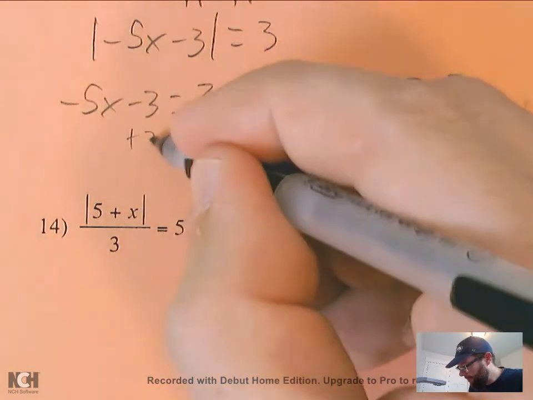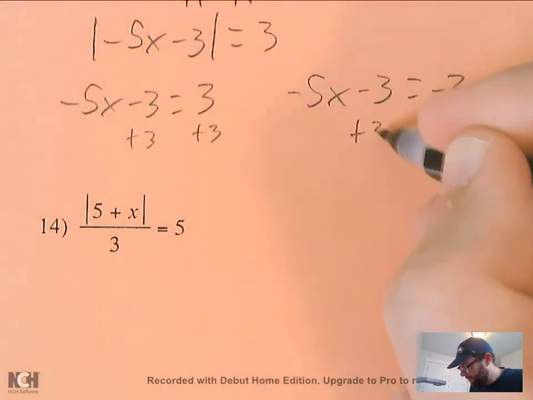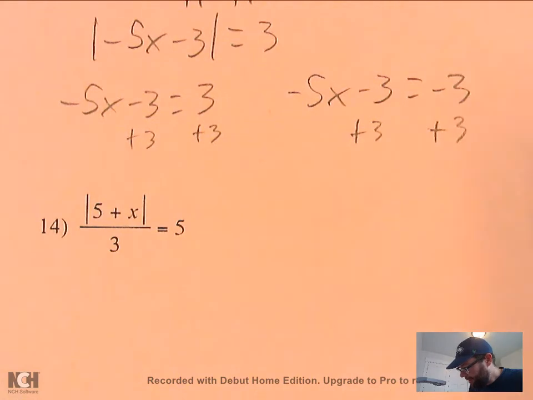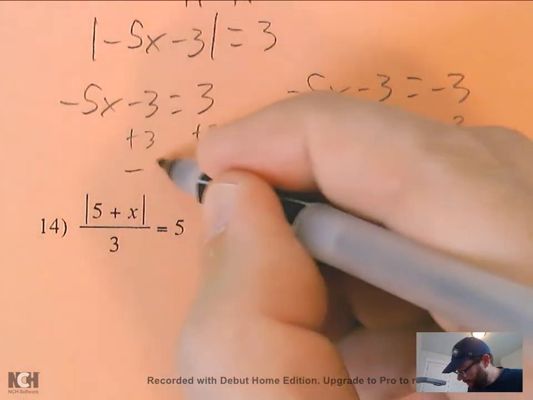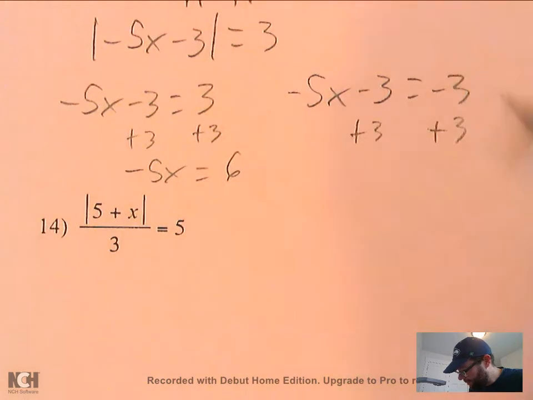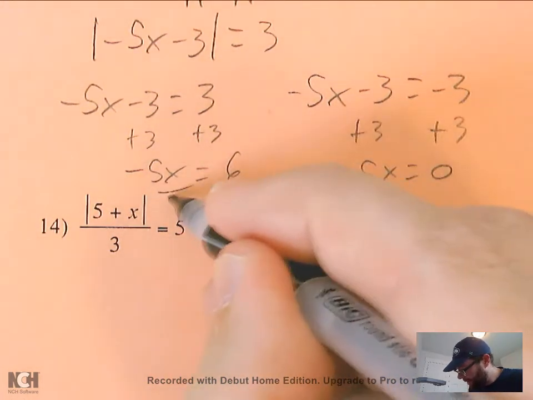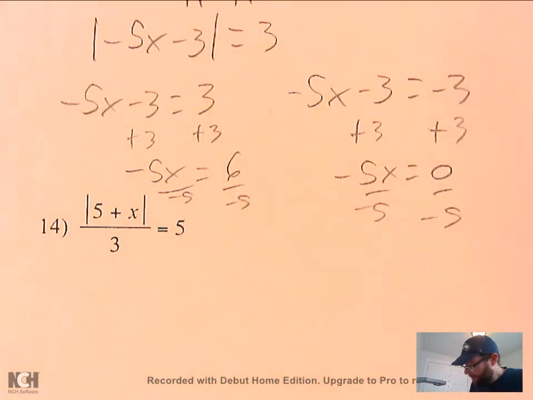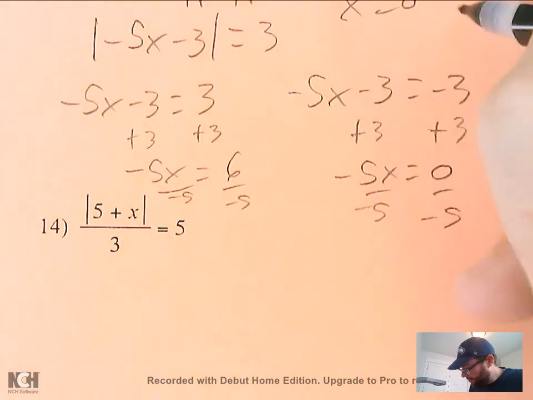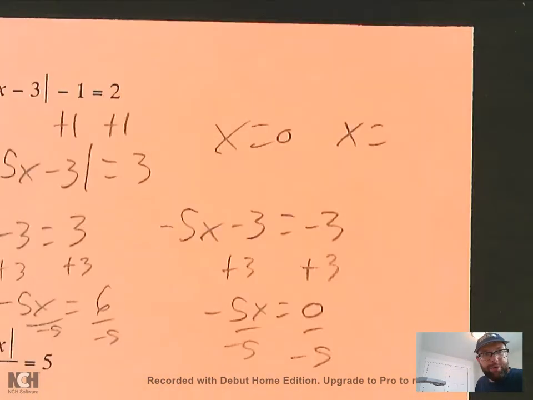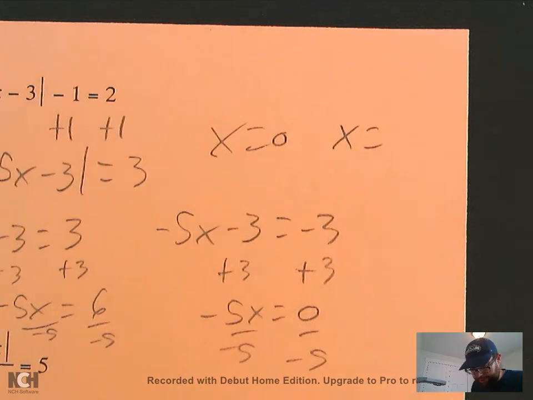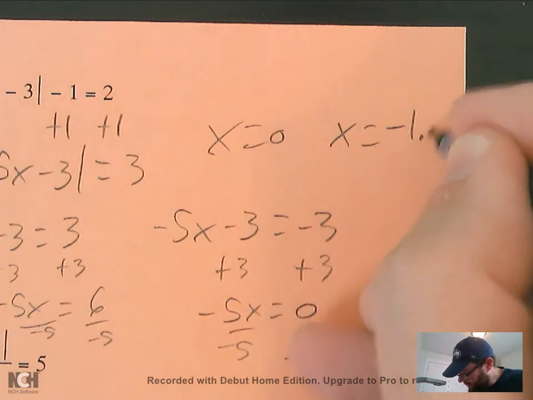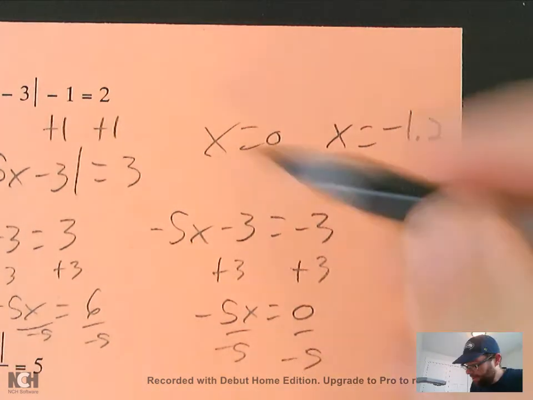So I'd add 3 to both sides. And I'm going to get a decimal on one of these. So negative 5x could equal 6, or negative 5x could equal 0. So then you divide by negative 5. And it's either going to be 0, or it's going to be a decimal. 6 divided by negative 5 is negative 1.2. And that would be my 2 answers.